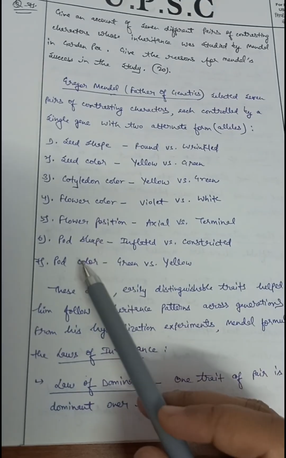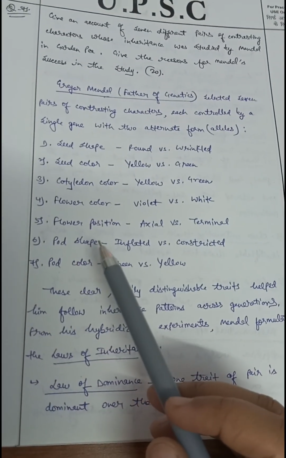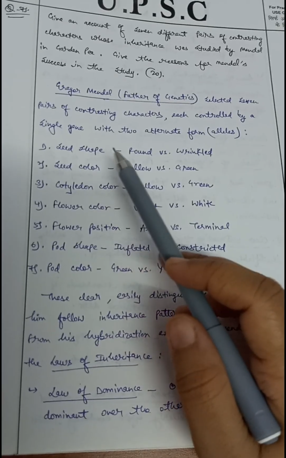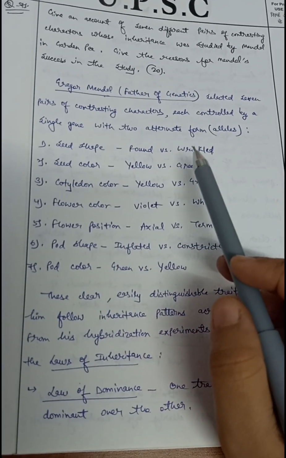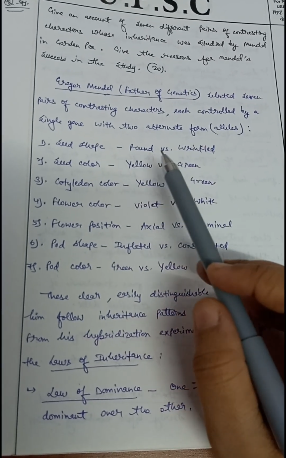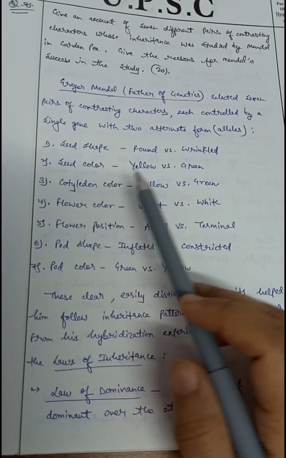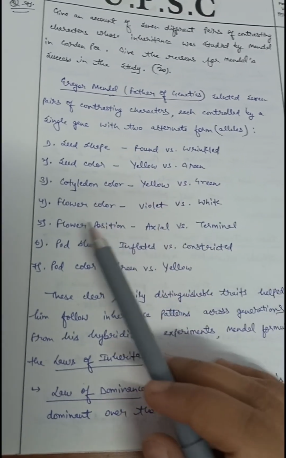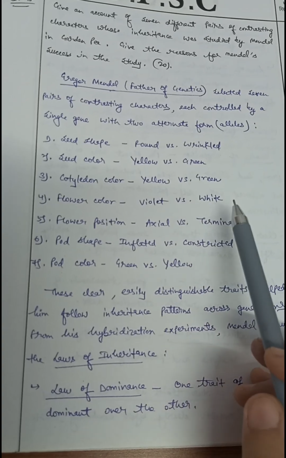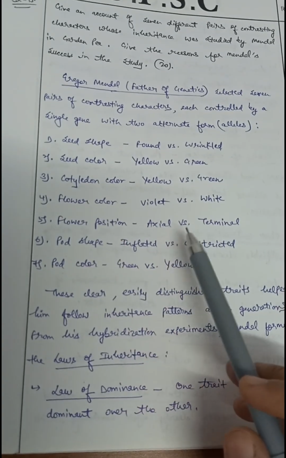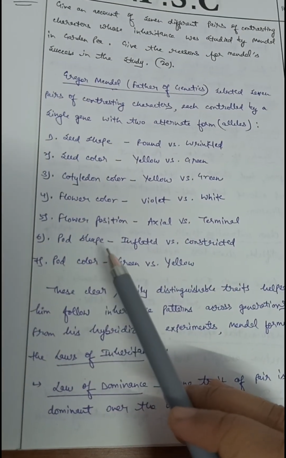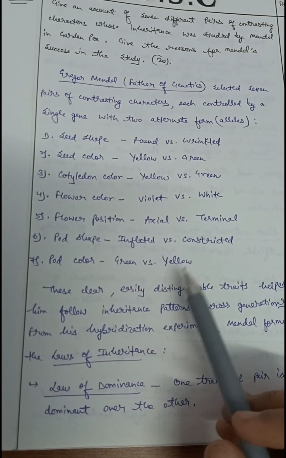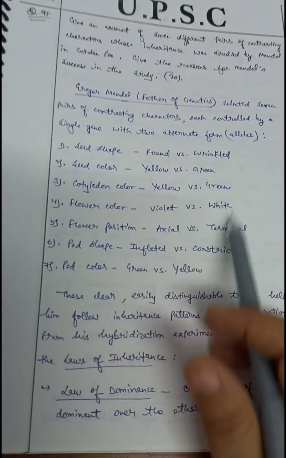These are the 7 characters that Gregor Mendel selected for his experiment. First is seed shape. It has 2 different alleles, that is round versus wrinkled. Then seed color, yellow versus green. Cotyledon color, yellow versus green. Flower color, violet versus white. Flower position, axial versus terminal. Pod shape, inflated versus constricted. Pod color, green versus yellow. So these are the 7 characters.